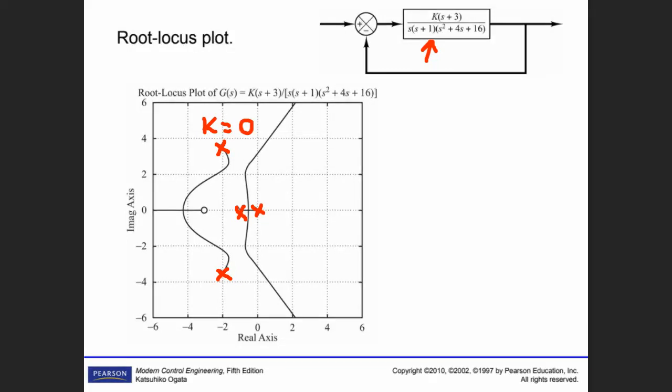So when you increase the k, some of the curve is going to move like this and end up at the zero, s equal -3 here.